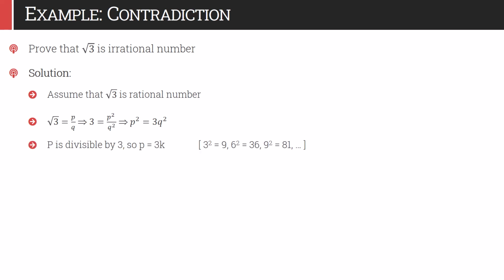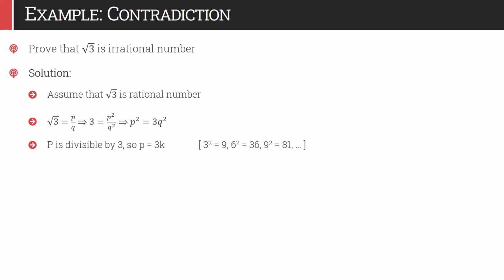So p is divisible by 3 because p square is a multiple of 3q square. If you consider the square of any number which is a multiple of 3, it would definitely be a multiple of 3 itself. So 3 is a multiple of 3. Its square is 9. It is also a multiple of 3. 6 is a multiple of 3. Its square is 36, which is also a multiple of 3. 9 is a multiple of 3. Its square is 81. That is also a multiple of 3.